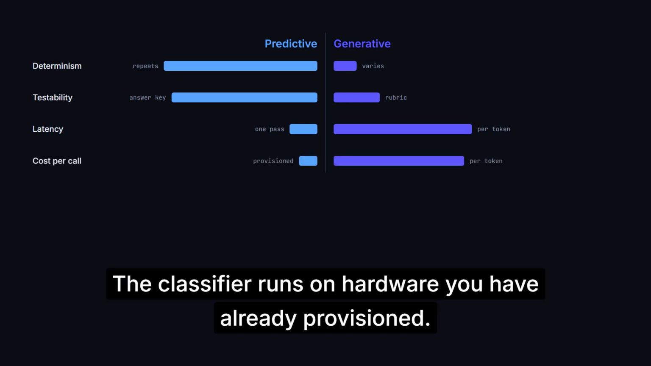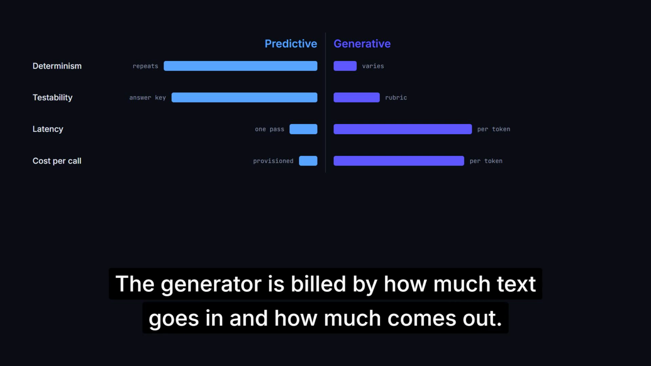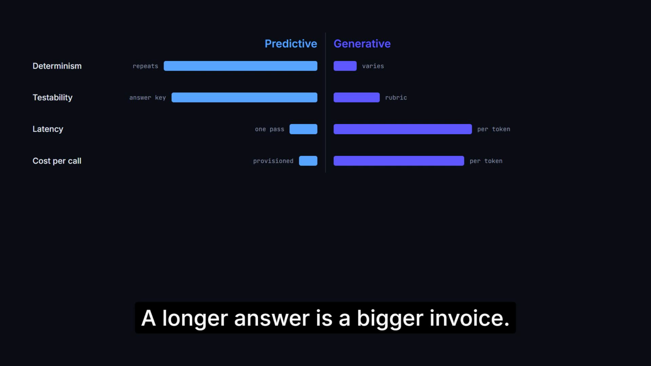Cost. The classifier runs on hardware you have already provisioned. The generator is billed by how much text goes in and how much comes out. A longer answer is a bigger invoice.